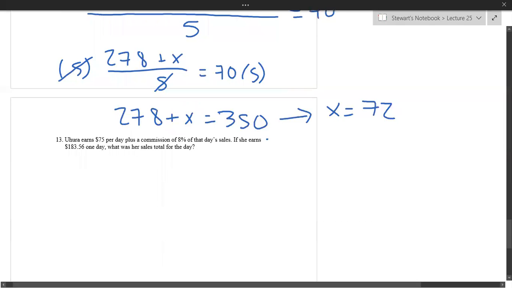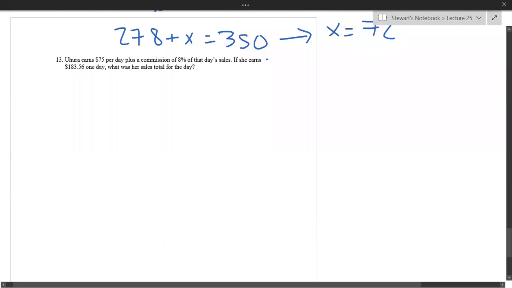Okay, last one. It says Uhura, that's quite the math name here. Uhura earns $75 per day plus a commission of 8% of that day's sales. If she earns $183.56 one day, what was her sales total for the day?